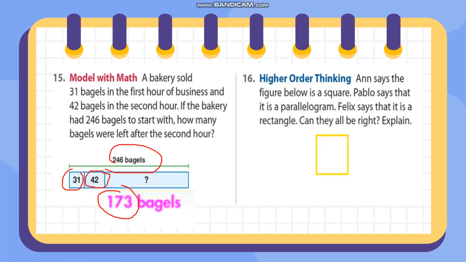Question number 16. Anne says the figure below is a square. Pablo says that it is a parallelogram. Felix says that it is a rectangle. Can they all be right? Explain. Yes, they are all correct. Squares are parallelograms, rectangles, and rhombuses.